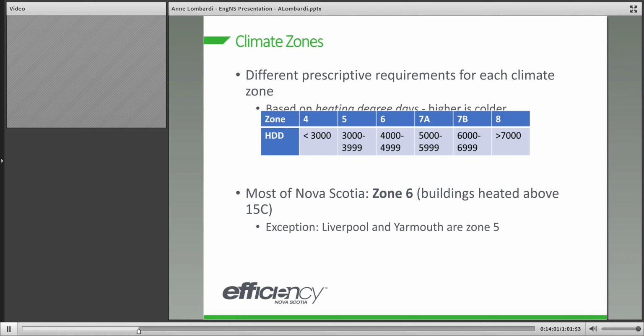The exception to that is that, interestingly, Liverpool and Yarmouth are both in Zone 5 because they have less than 4,000 heating degree days. And if we have a semi-heated building, so anything that's heated below 15 degrees, which is maybe like a warehouse or an ice rink, those would be in Zone 5.